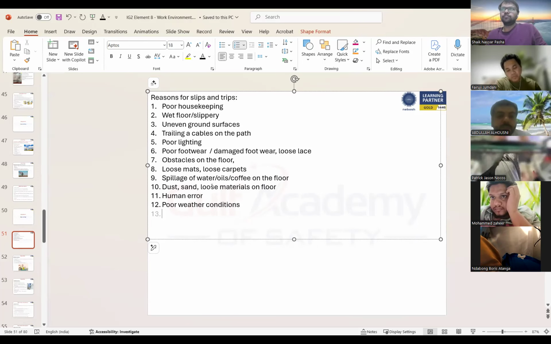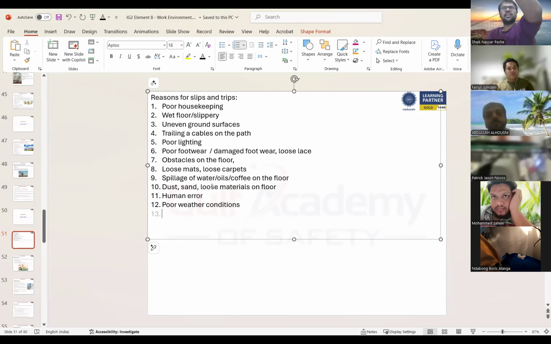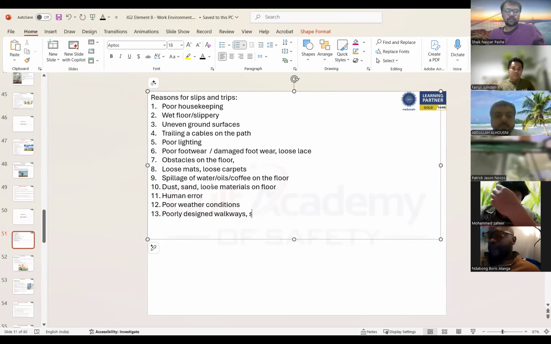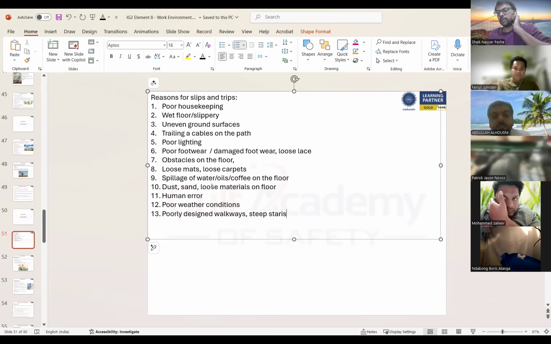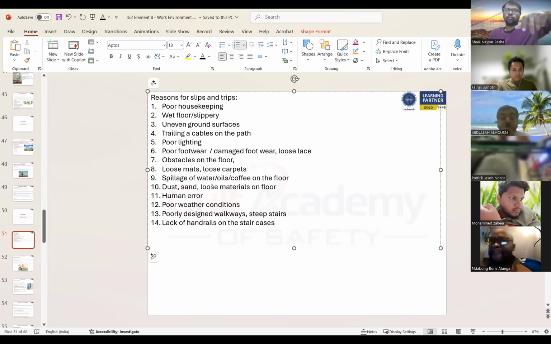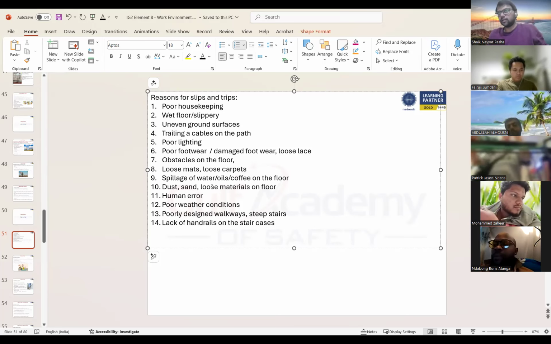And poorly designed walkways, such as steep staircases. I think you discussed that in the scenario. That is also one of the reasons. Or a lack of handrails on the staircases, so there is nothing to hold while climbing up or coming down. That is one thing.